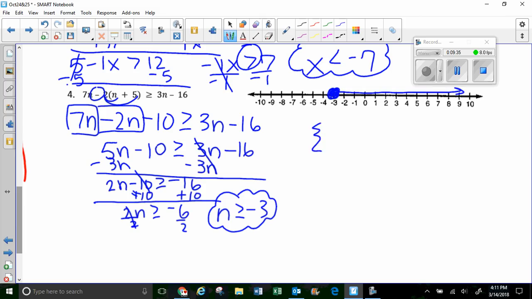For 3 solutions, I can include negative 3 because it's greater than or equal to, and then any number greater than or equal to negative 3. So I'm going to go ahead and do negative 2 and 0. So there you go. Go ahead and feel free to pause or rewind if you got stuck in anything.